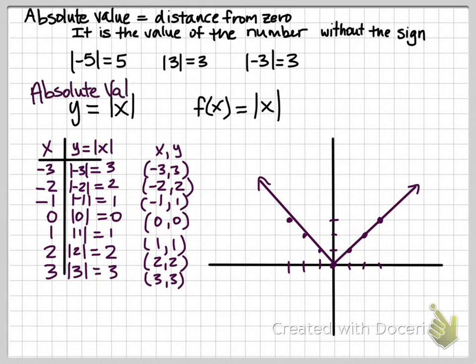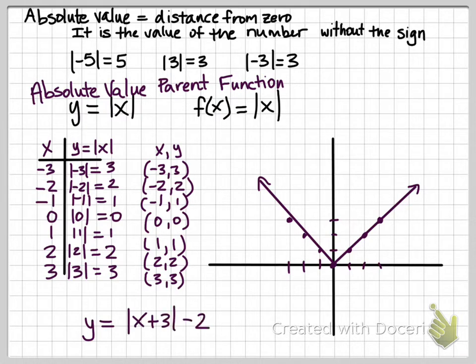Absolute value parent function. We call it a parent function because from this function we can make all kinds of baby functions. Not those kinds of baby functions. You could have something like y equals absolute value of x plus 3 minus 2. That would be a function. It has an absolute value. So that means the absolute value of x would be its parent function, but this is now a different function made from our parent function. Okay, but this right here is just our basic graph of absolute value.